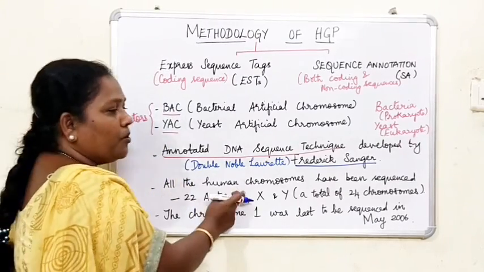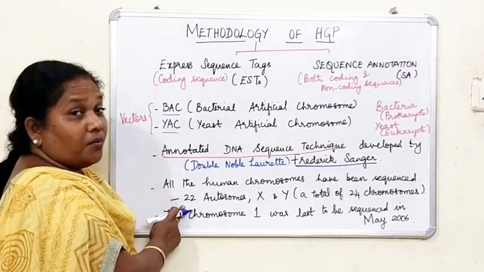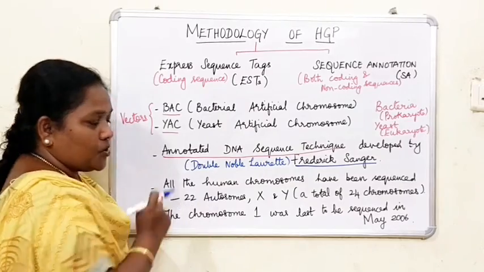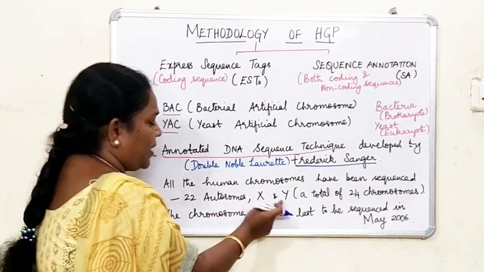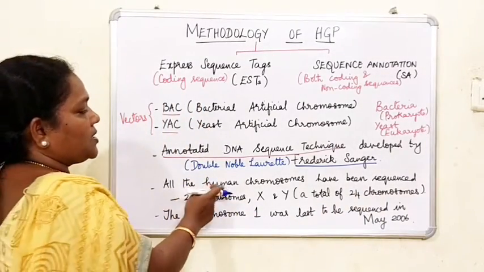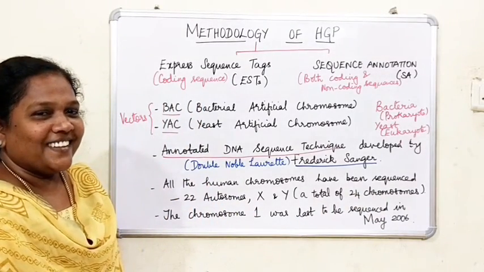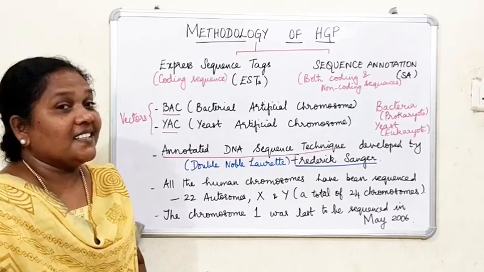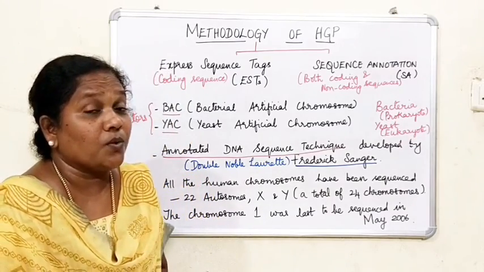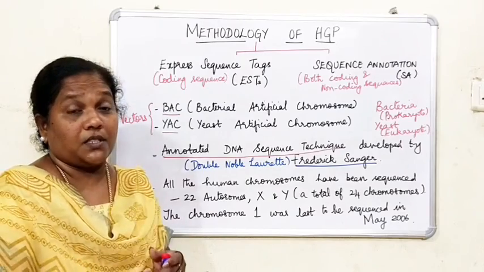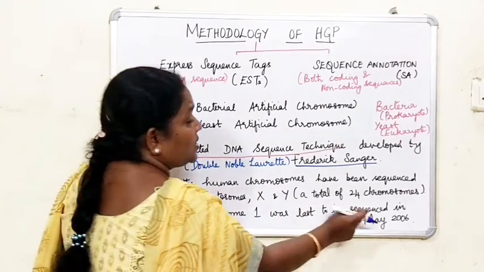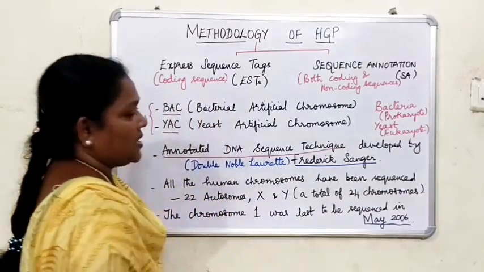So all the human chromosomes have been sequenced. How many chromosomes are sequenced? Totally 24. How come 24? 22 autosomes plus X and Y. So that is how a total of 24 chromosomes are sequenced. Okay, and we have studied that HGP was launched in the year 1990 and completed in 2003. So it is a 13-year project. Actually, the estimate was 2003. But here, chromosome 1 was the last to be sequenced, in May 2006.